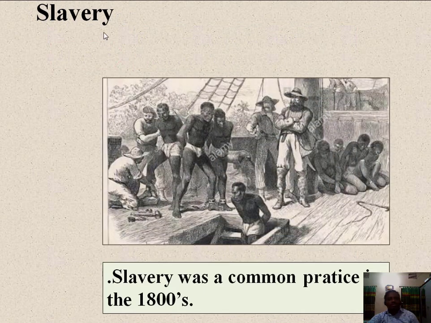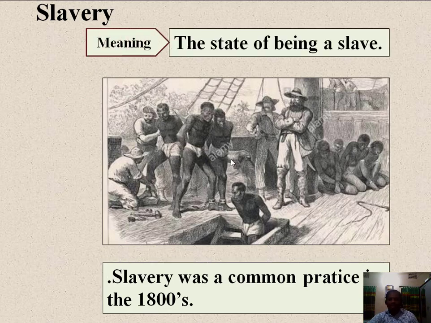Now the word slavery. Look at the figure again. I think you can understand the meaning of slavery. This is the meaning: the state of being a slave. It is used in a sentence: slavery was a common practice in the 1800s.